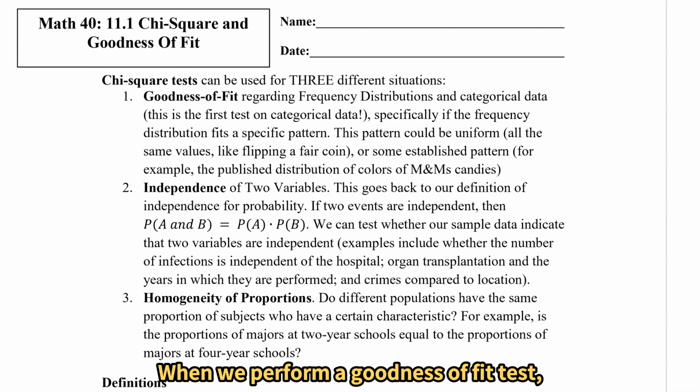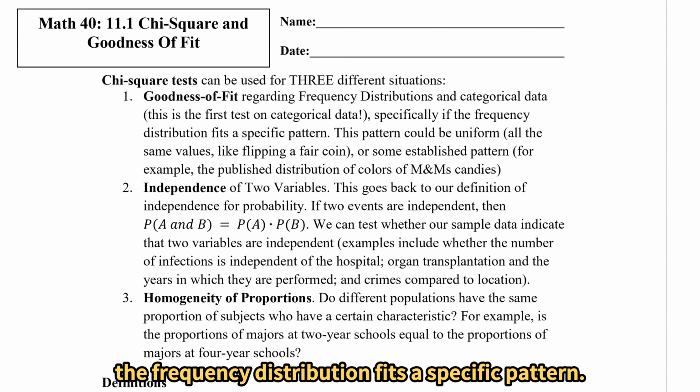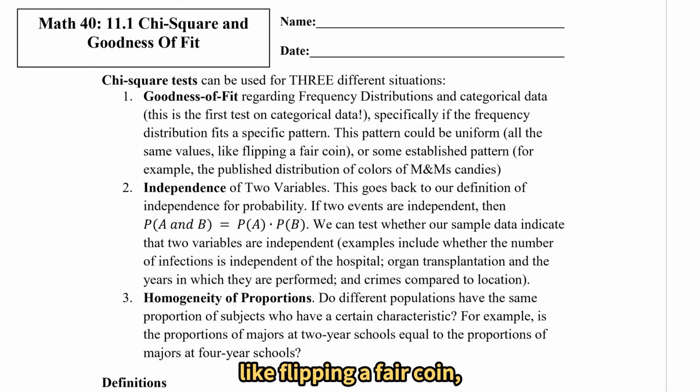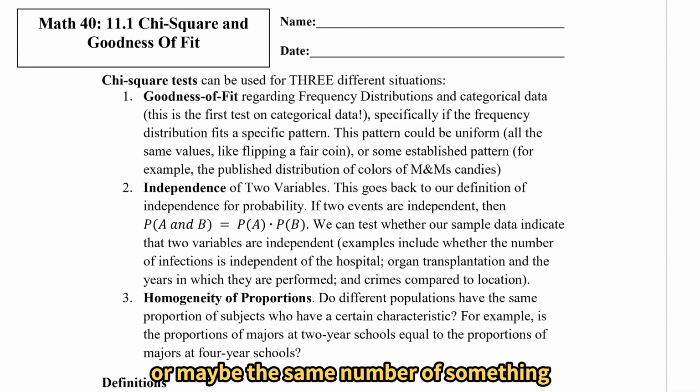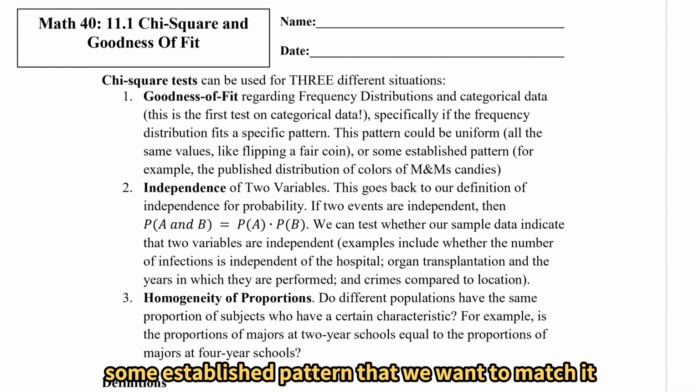When we perform a goodness of fit test, we're looking at whether the frequency distribution fits a specific pattern. So do we have a uniform distribution where all of the values are the same, like flipping a fair coin, or maybe the same number of something on every single day? Or is there some established pattern that we want to match it to?